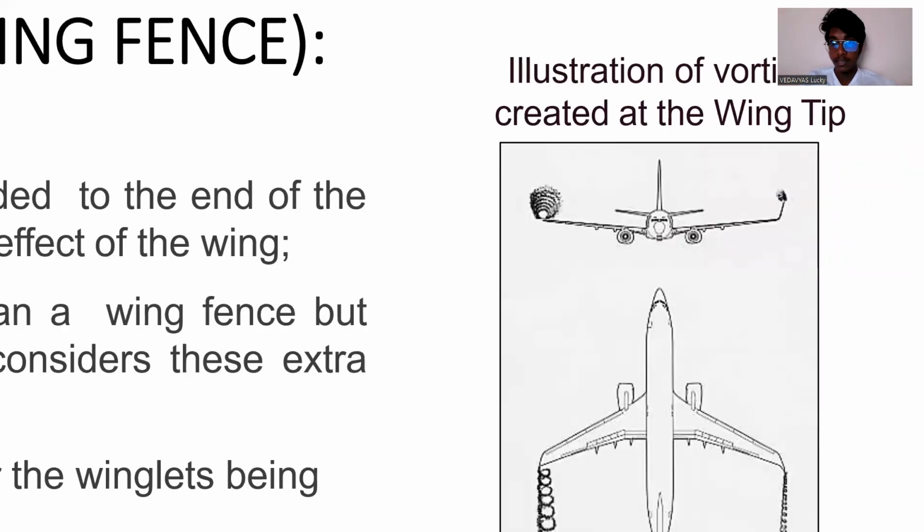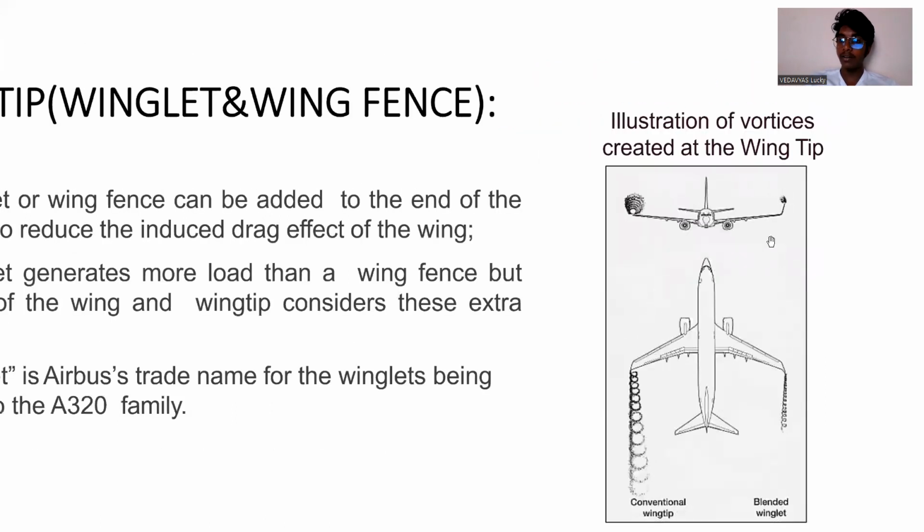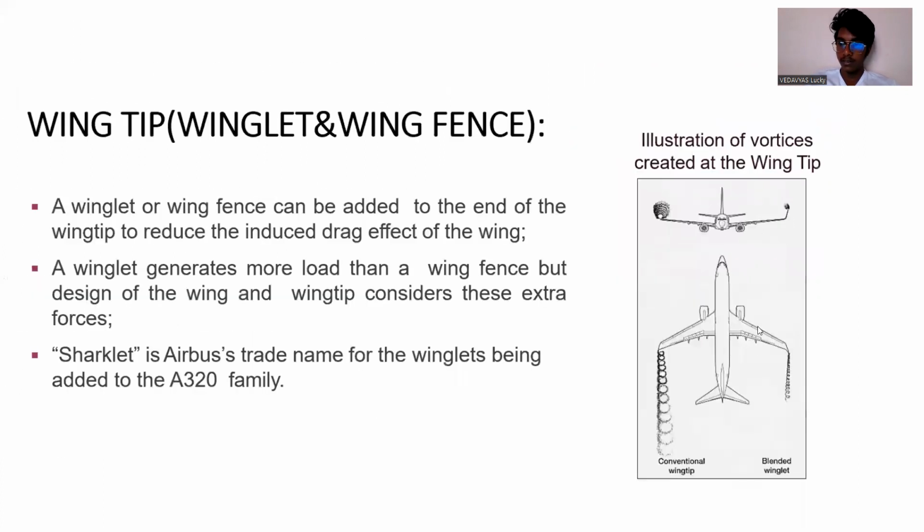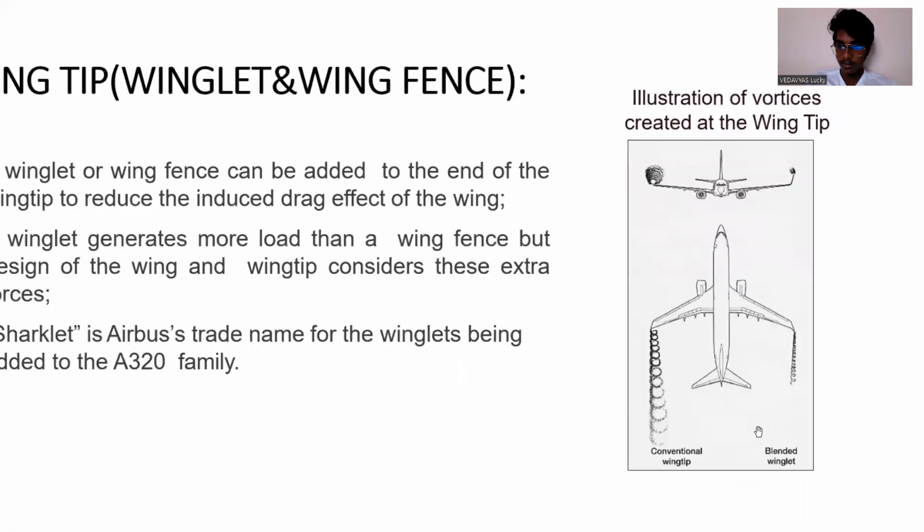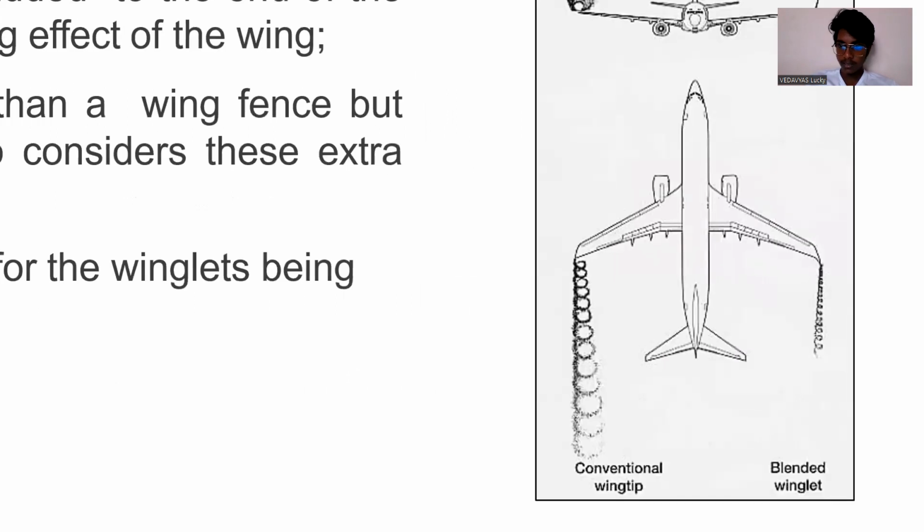As we can see, it is a normal conventional wingtip which has more vortex forming, and the induced drag will also increase. And we have a blended wingtip which reduces induced drag and will have less vortex formation. As we can see in this diagram, we have the blended winglet and the conventional wingtip.